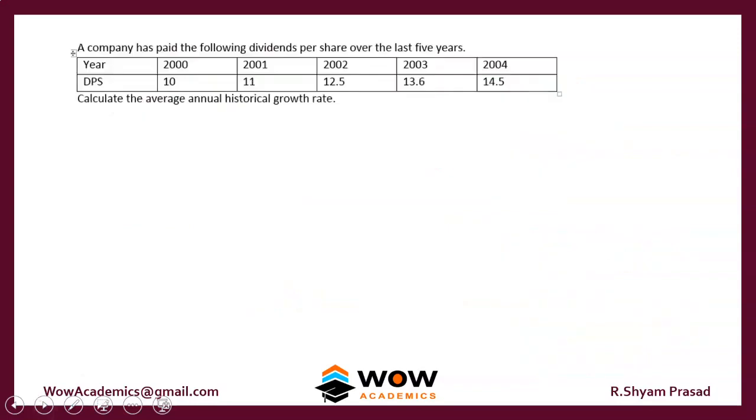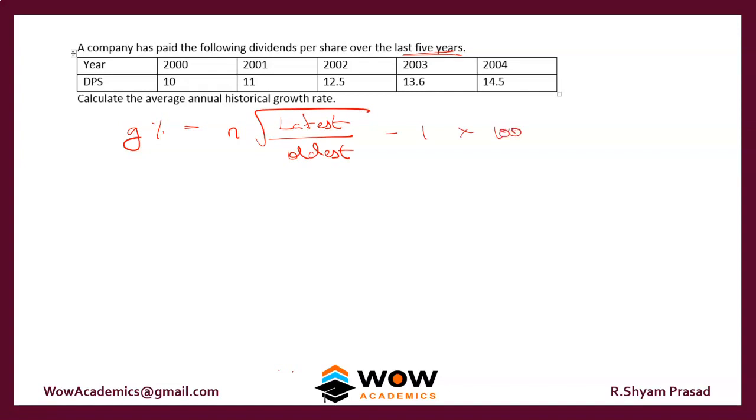Now we'll move on to another problem. It is the same as the earlier problem. The company has paid the following dividend over a period of 5 years. Again, how does this work? Our job is to find out the growth rate in dividend. Our formula is the nth root of latest divided by oldest, minus 1, and into 100. That's our job. The crucial part is n.